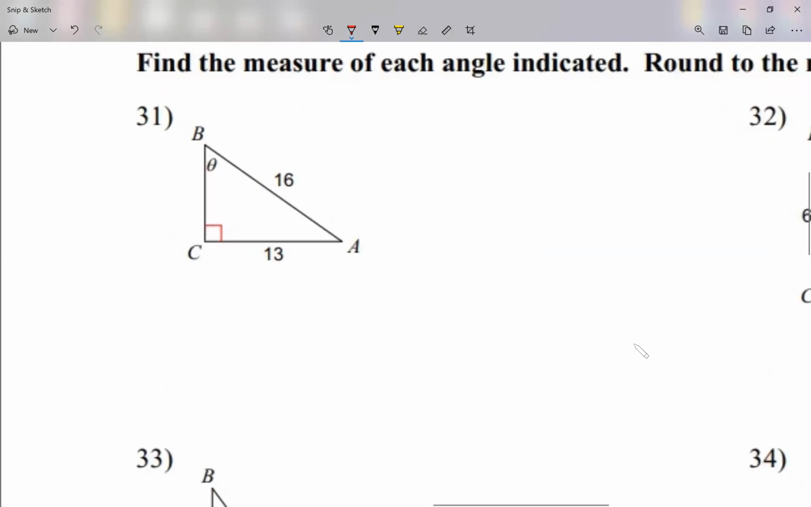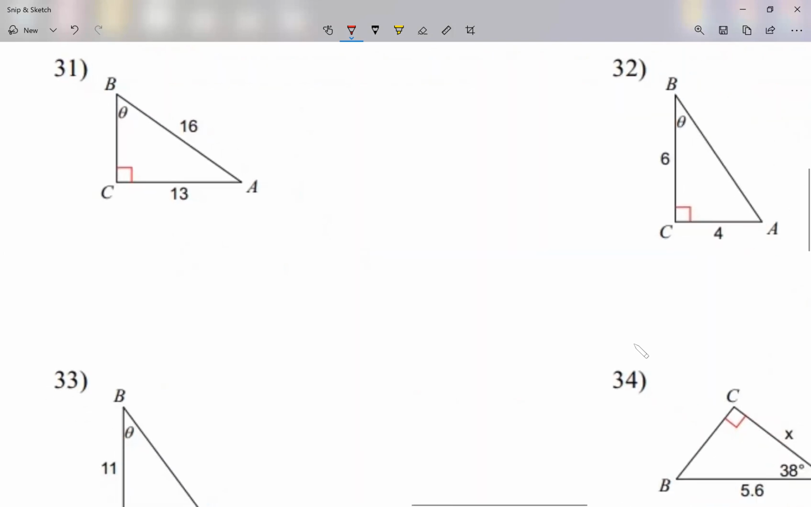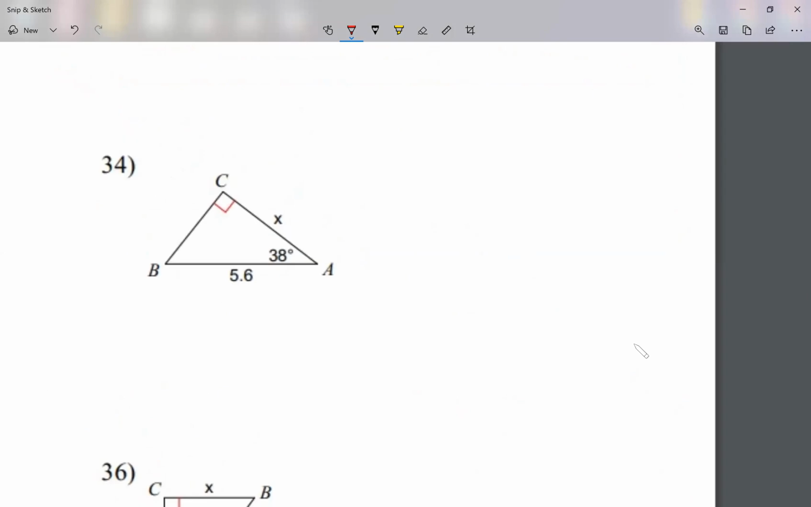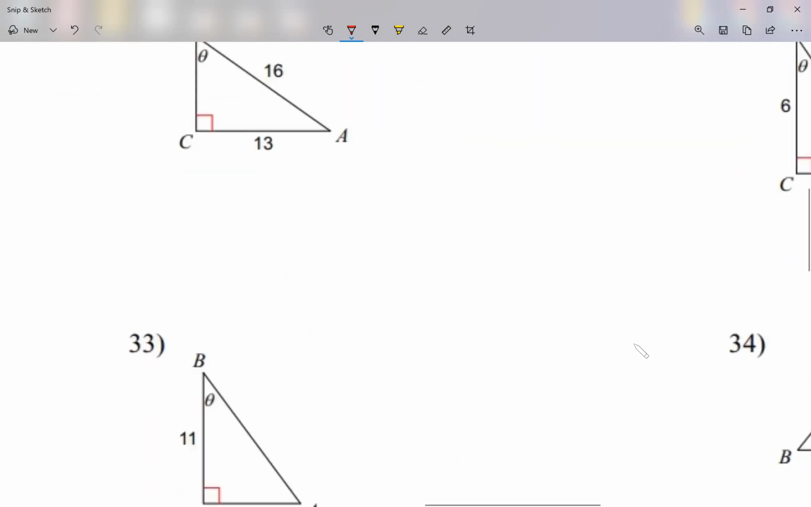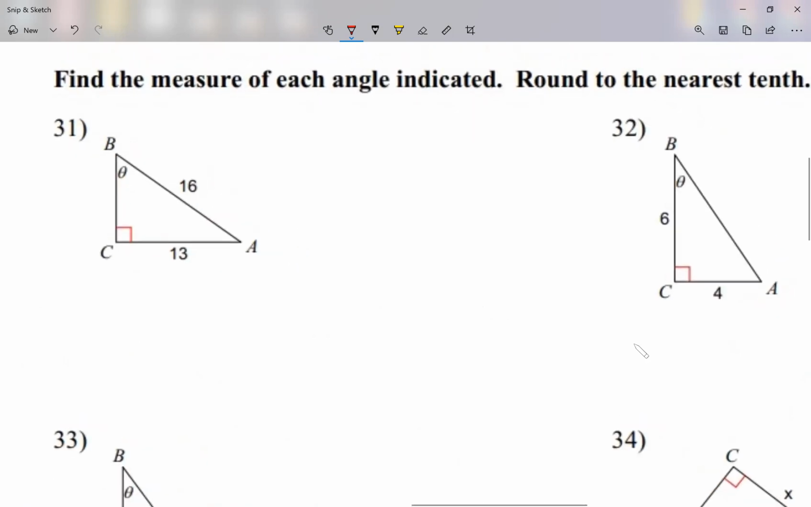So I could ask you guys to solve for an angle, like 31 through 33. Or I can ask you to solve for a side. Notice on my side, I'm gonna represent it as x. Each of these, whether it's angle or side, the instructions said round to the nearest tenth. So my answers will have one decimal place, okay? This is kind of like what we saw Monday and Tuesday, so let's take a look.